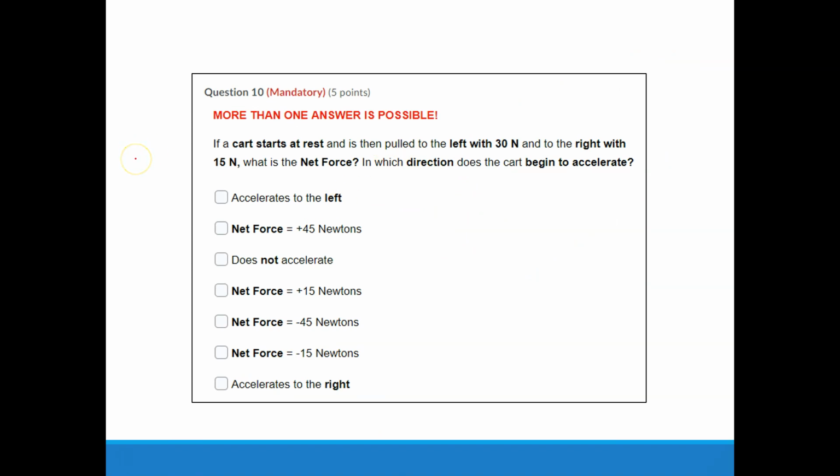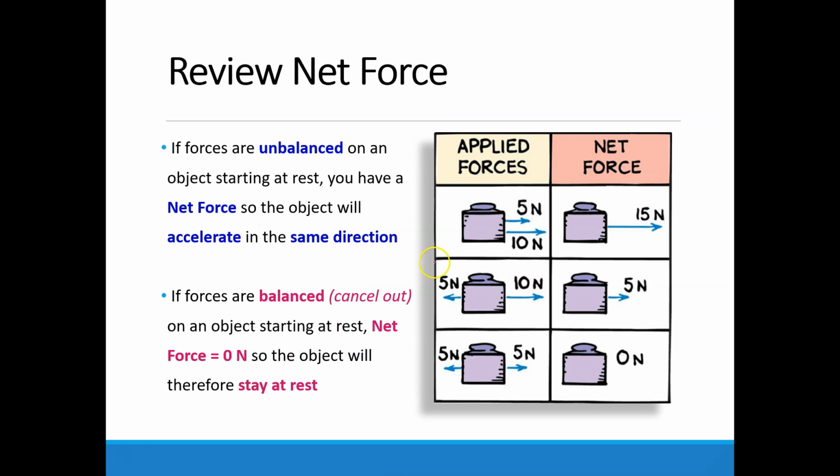Question number 10 is taking a look at net force. So we have a cart that starts at rest, and then it gets pulled to the left with 30 newtons and to the right with 15 newtons. And we want to know what is the net force, and therefore in which direction does the cart begin to accelerate. So this brings us back to this idea of net force.